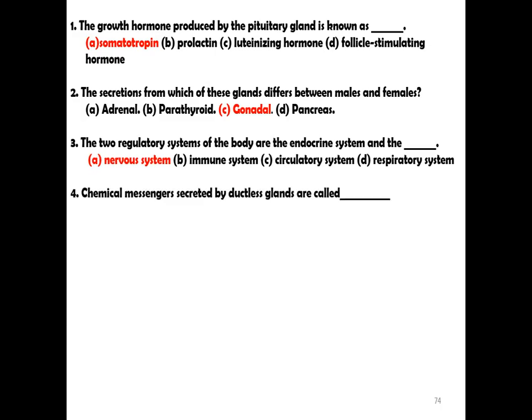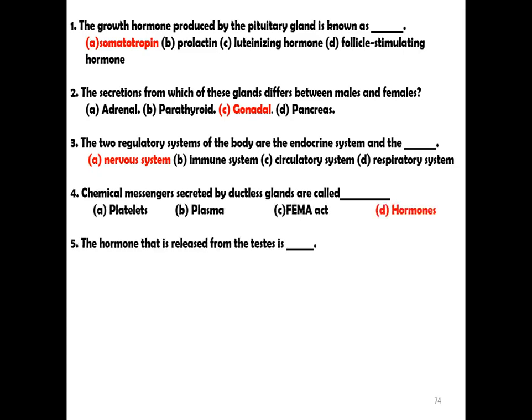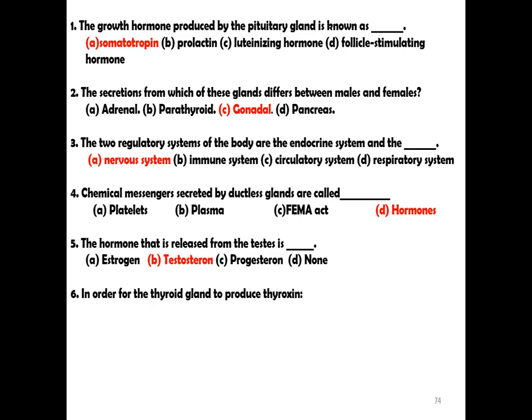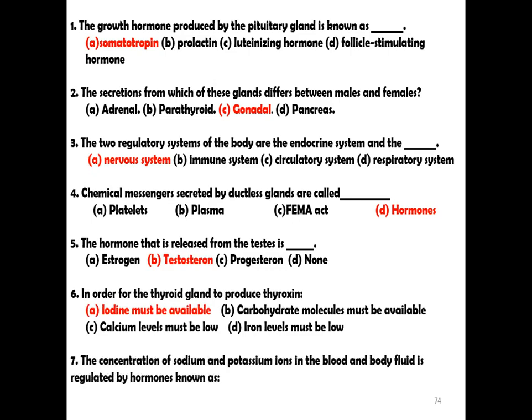Next question, chemical messengers secreted by the ductless glands are called hormones. The hormone that is released from the testes is testosterone. In order for the thyroid gland to produce thyroxine, iodine must be available. Next question, the concentration of sodium and potassium ions in the blood and body fluid is regulated by hormones known as mineralocorticoids.